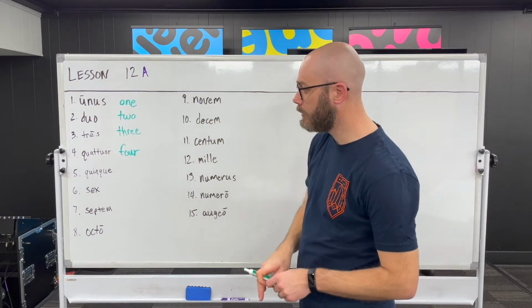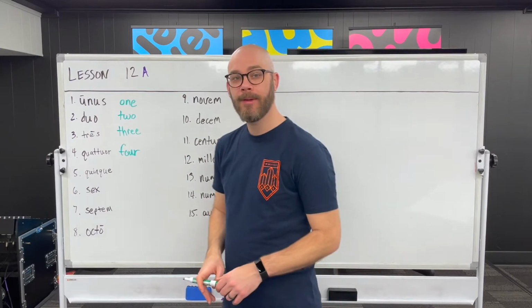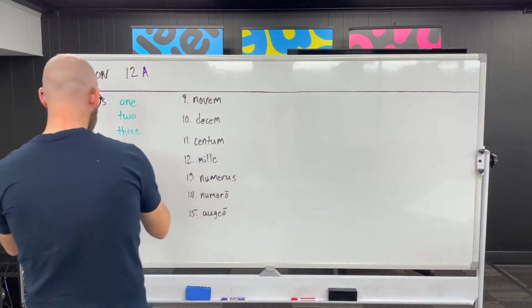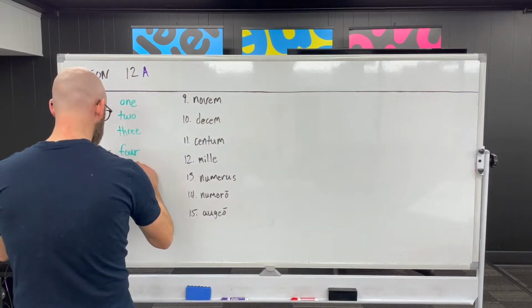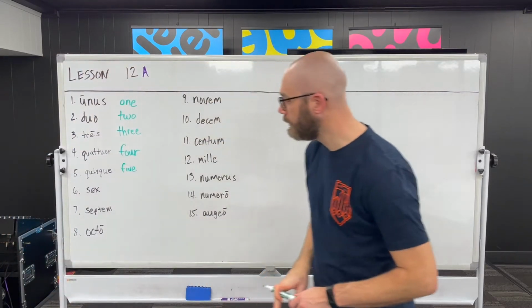Number 5 is quinque. Say quinque. Good job. Quinque is 5. Number 5 is quinque. Number 6 is sex.